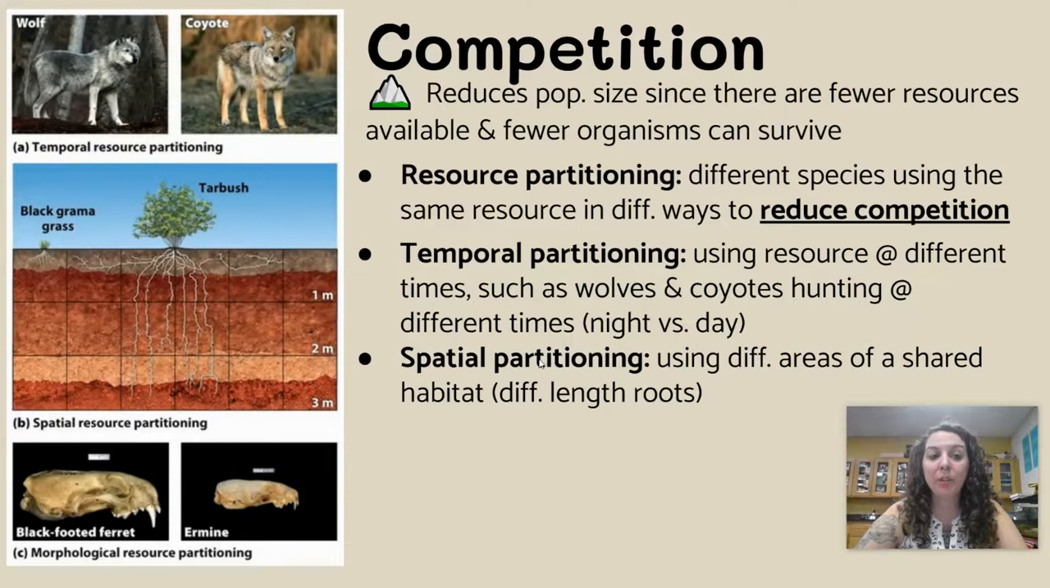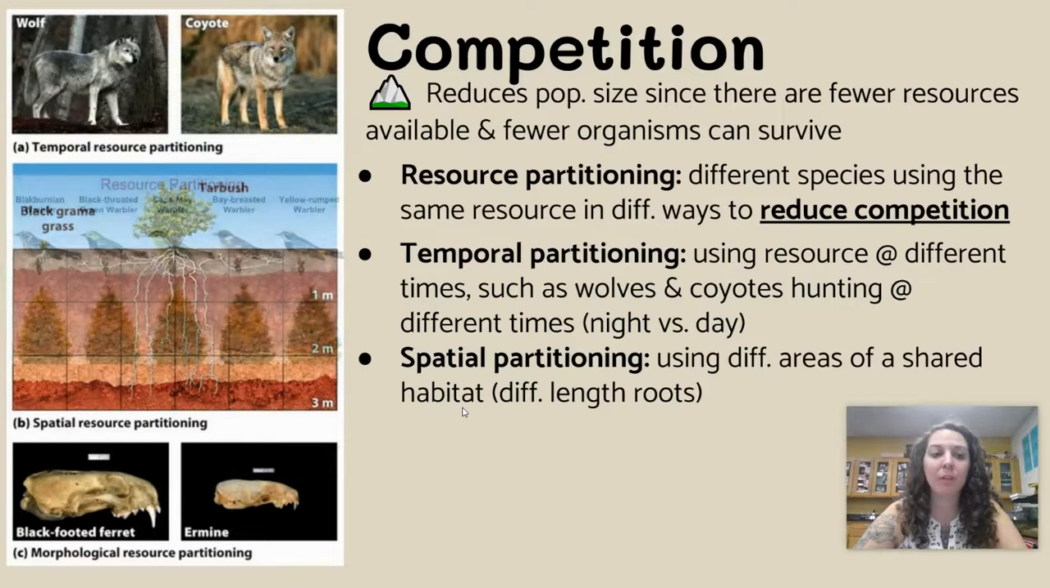Then we have spatial partitioning. So spatial partitioning is going to be using different areas of a shared habitat. So here you can see if this is like a desert area, this bush is going to have really deep roots to get the water and the nutrients that are down here, whereas the grass has shallower roots. So they can both get that same resource without taking it from the other one.